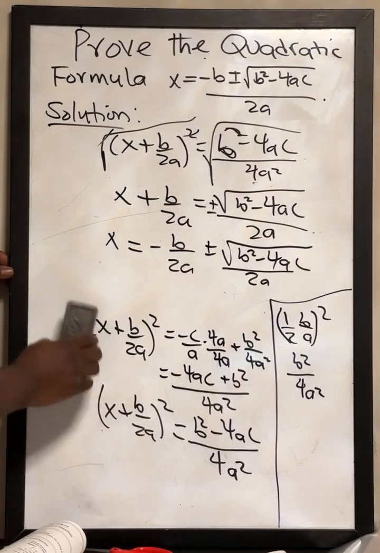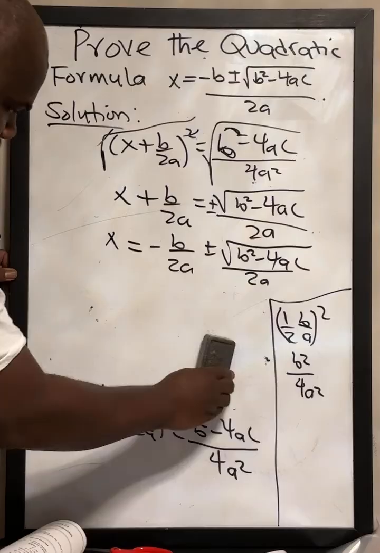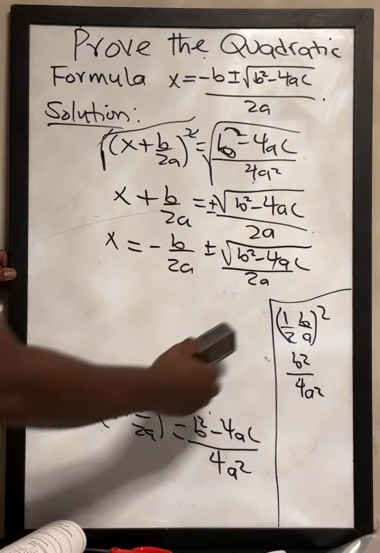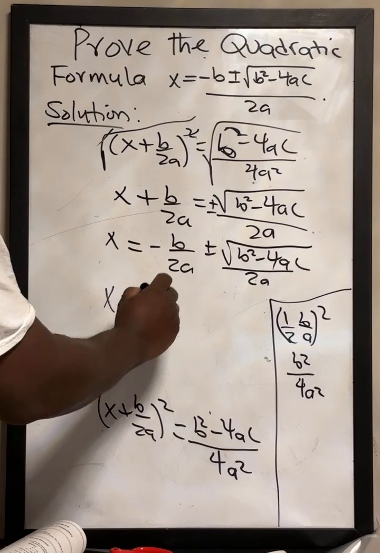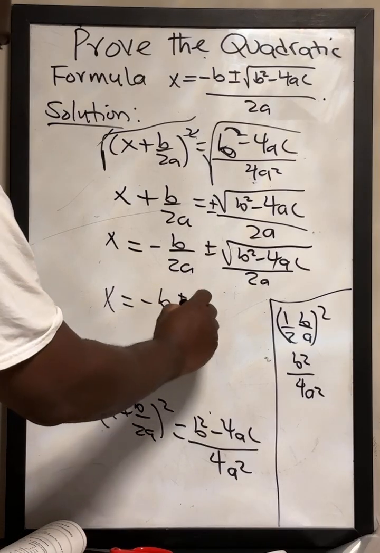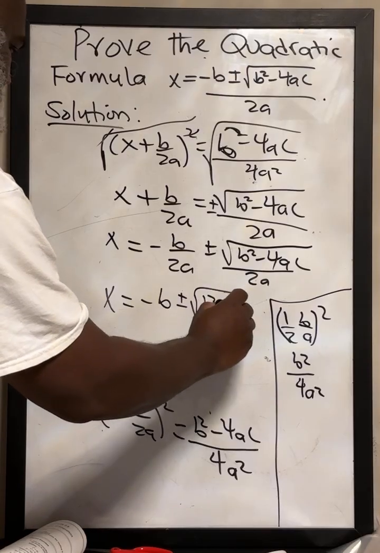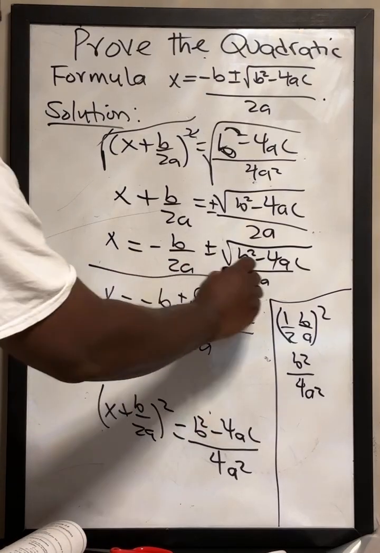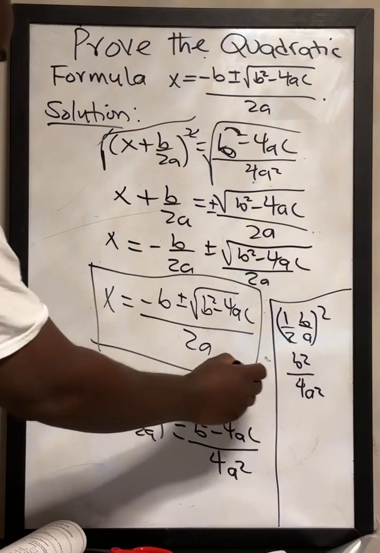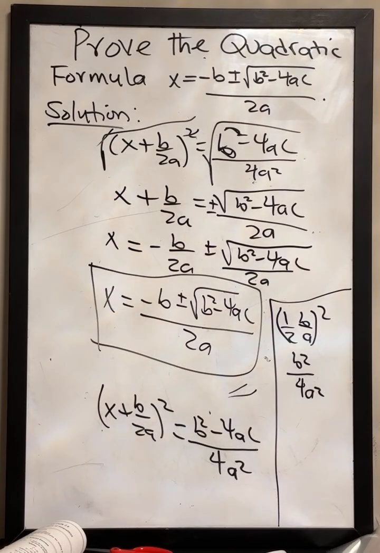And then finally we have, erase all of this. So x is negative b plus or minus the square root of b squared minus 4ac all over 2a. Quadratic formula. Okay, that's how you derive it, by completing the square.